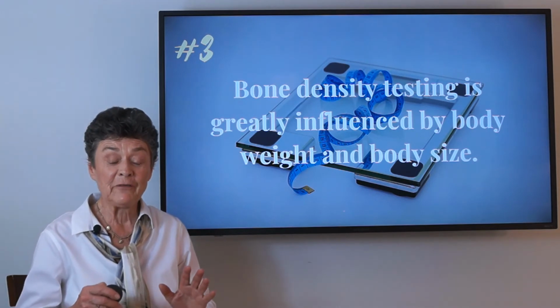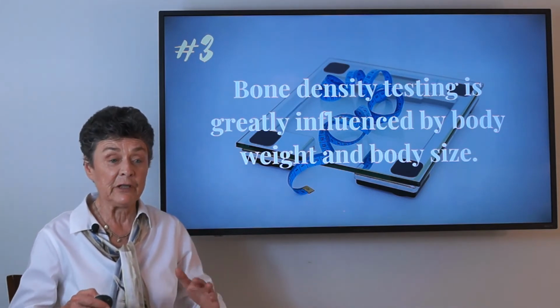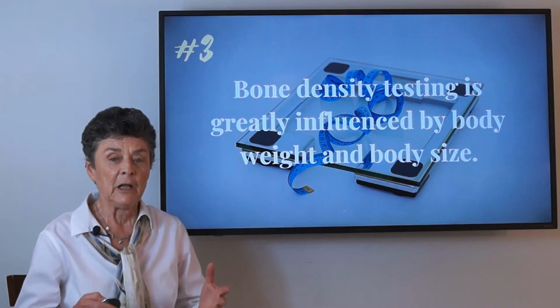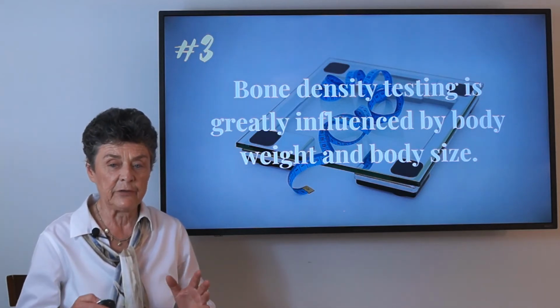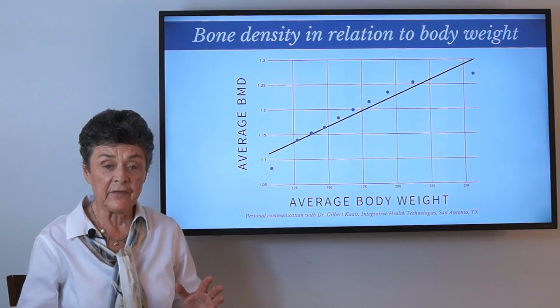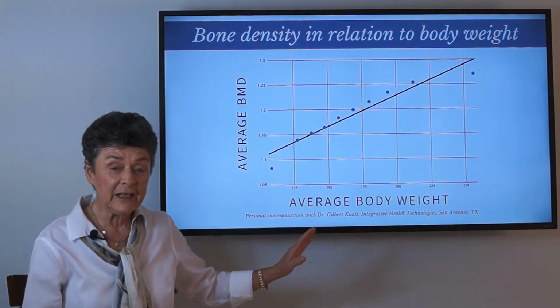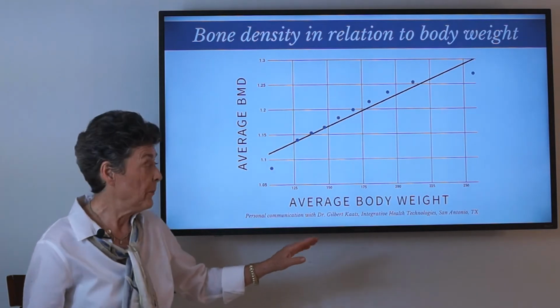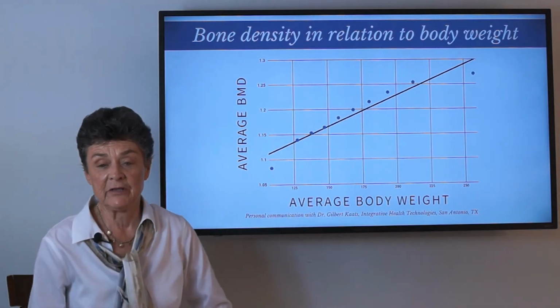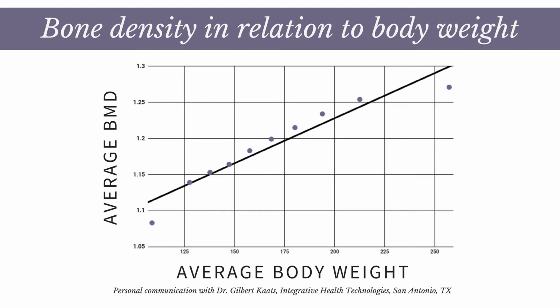Why? Because you have become frightened about osteopenia because you've been told you have osteopenia, but it's largely related to your body size. And in fact, there's a direct linear relationship between body weight and bone density. This data I collected from a colleague of mine, Gilbert Katz, who does bone density testing for companies and research projects. He had 10,000 subjects.